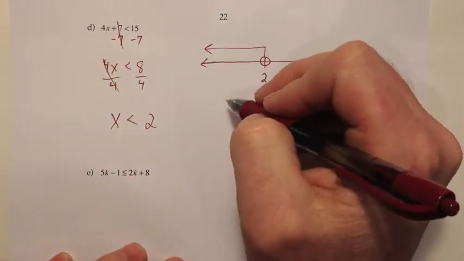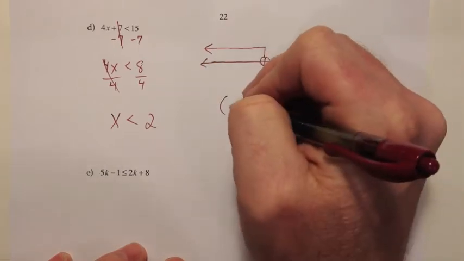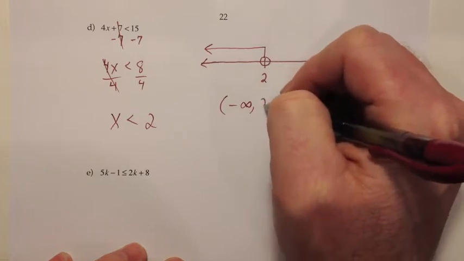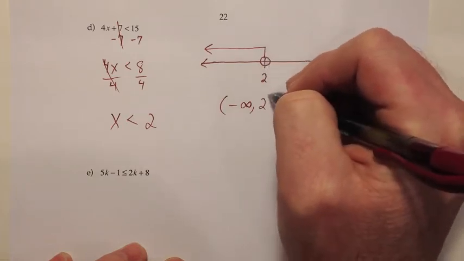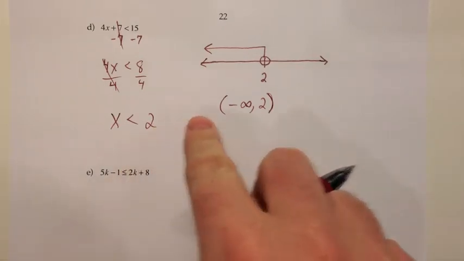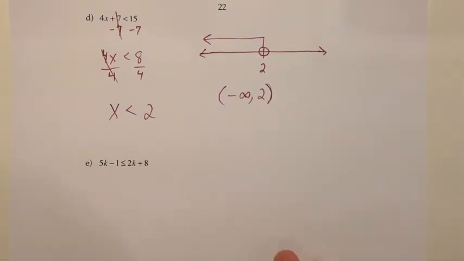And then the interval notation would be that this goes forever to the left, which is negative infinity. And on the right hand side it stops at 2, but 2 is not included, so I would use rounded parentheses to illustrate that. Alright, so there's our solution as an inequality, there's the graph, and interval notation. Let's try another one.